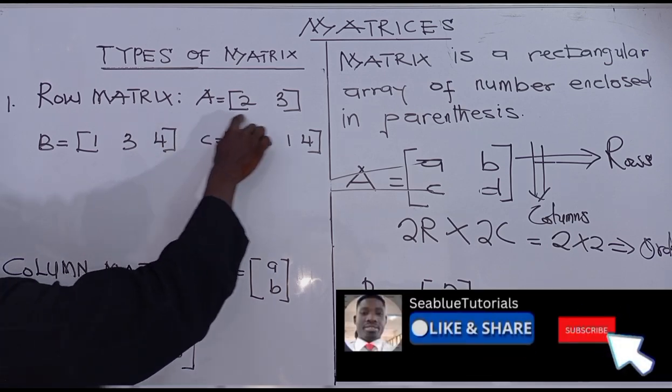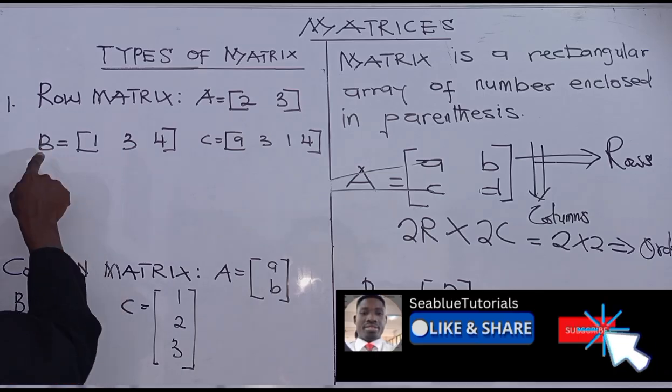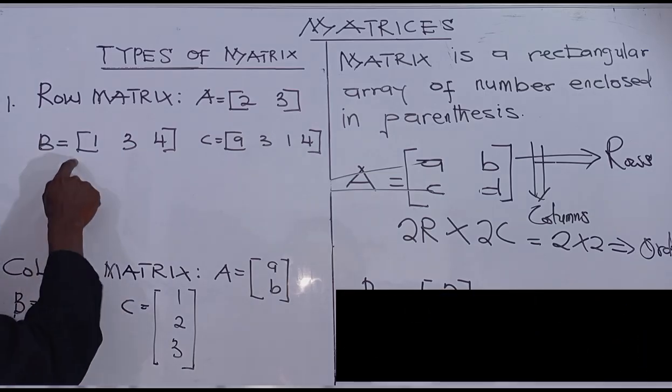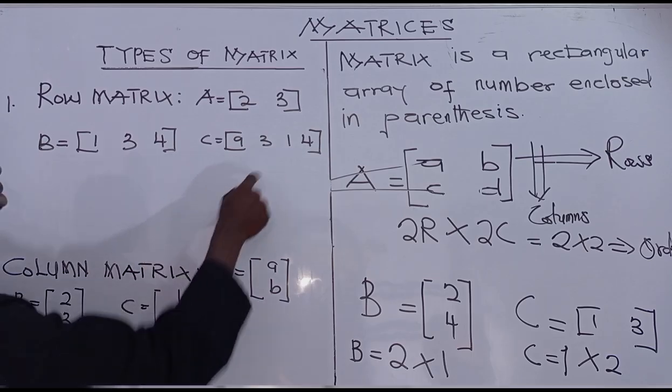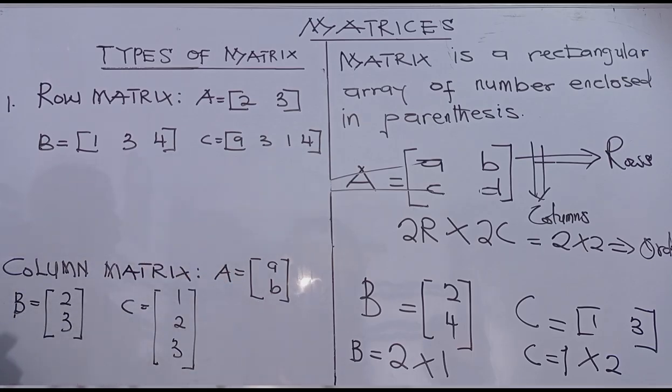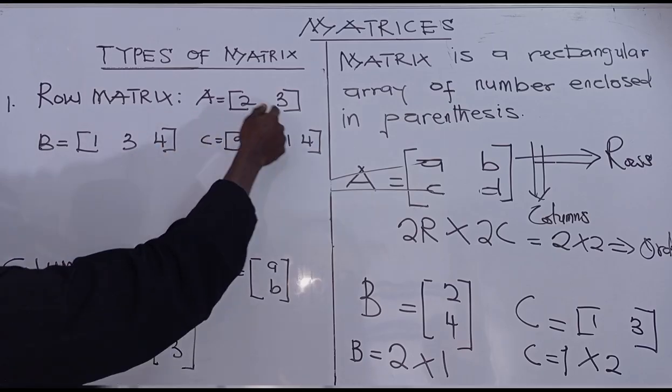Matrix A is a row matrix because it contains only one row. Matrix B is also a row matrix because it contains only one row. And the same thing applies to matrix C. The number of columns in a row matrix can be as many as possible. So looking at matrix A, we have how many columns? We have 2 columns.